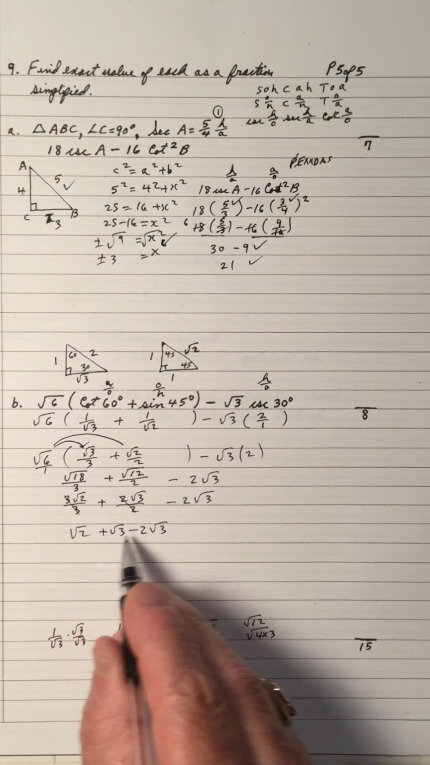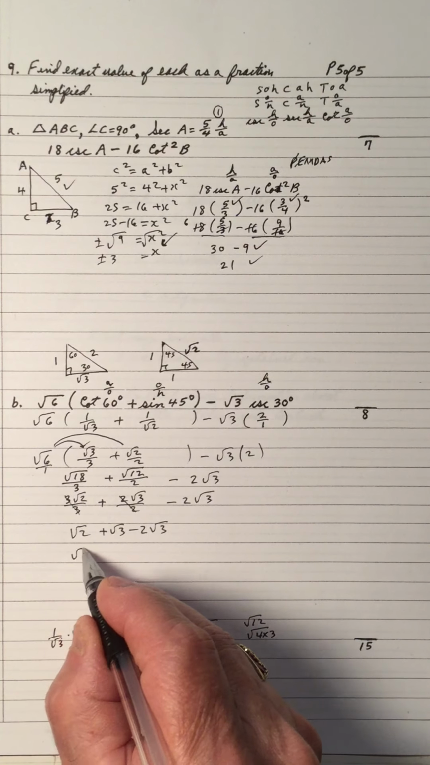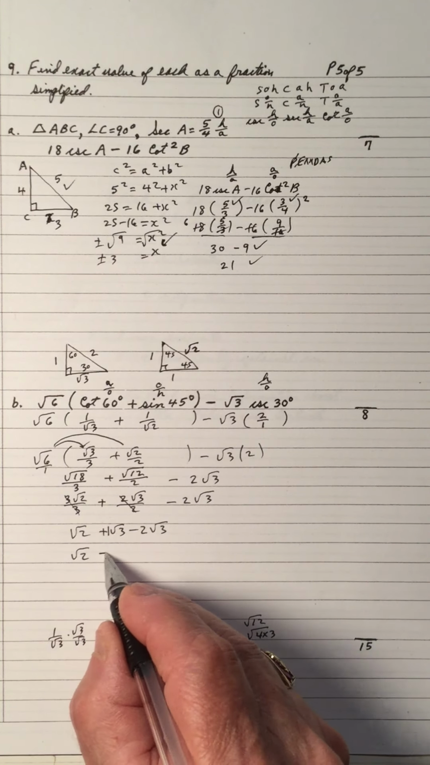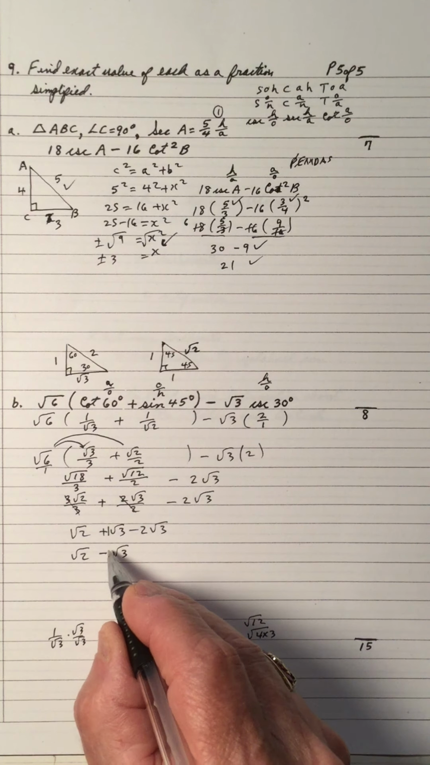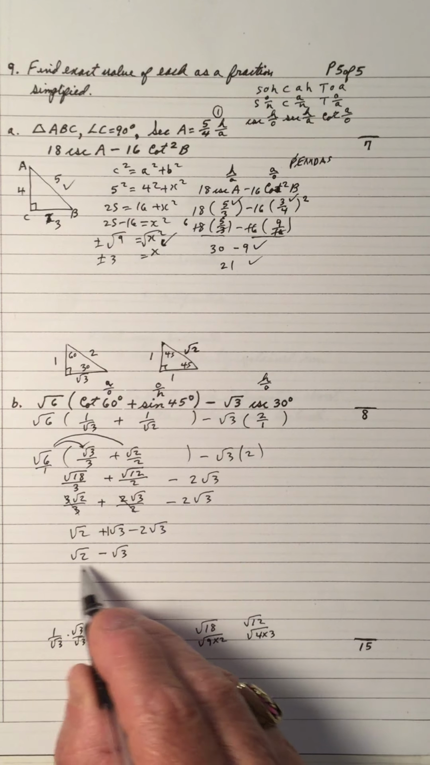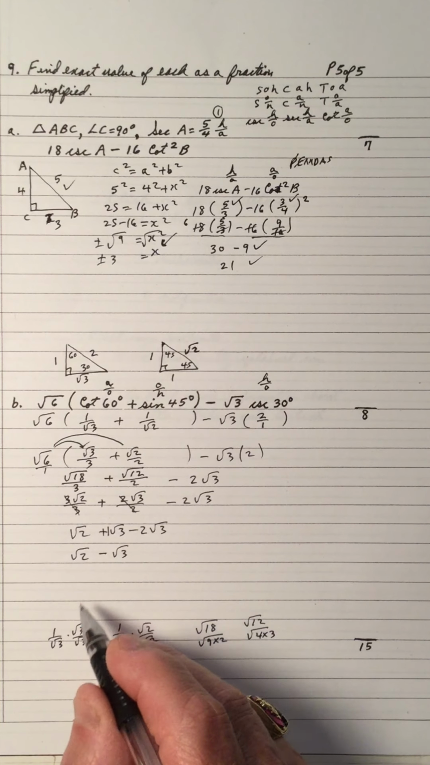And we can add like terms. So we have root 2. There's no more there like it. So that's a 1 minus 2. So it's a negative 1 root 3. 1 is understood. And there's your final answer. As a fraction, you could put it over 1, but that's just as good.